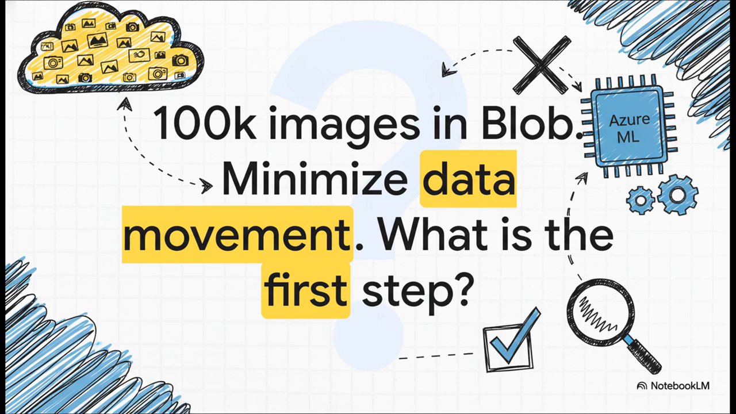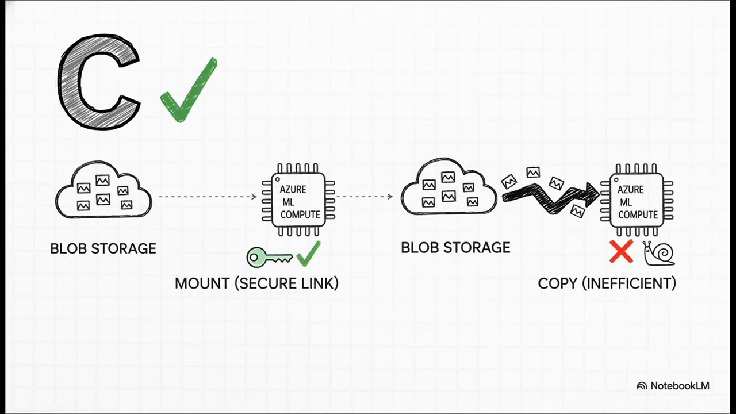Okay, next up. You've got 100,000 images sitting in Azure Blob Storage. Your top priority is efficiency. You want to minimize data movement. What is the absolute first step you should take in Azure ML? The correct first step is C, register the blob container as a data store.